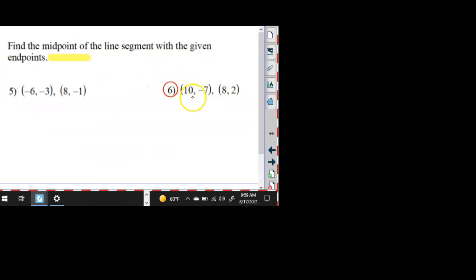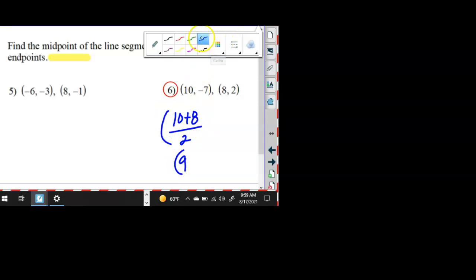All right, number 6. Who can talk me through? What are the x's? 10 and 8. So we're going to add and divide by 2. If we were using a calculator, we'd want to do 10 plus 8 first and then divide by 2. So 18 divided by 2 is 9. Does that sound good to everybody?